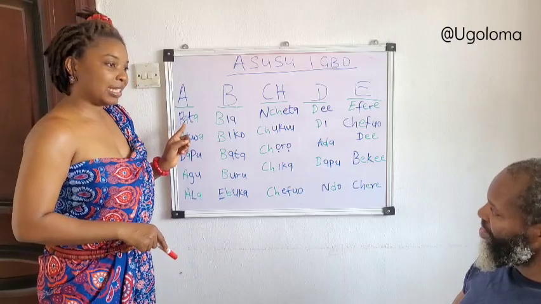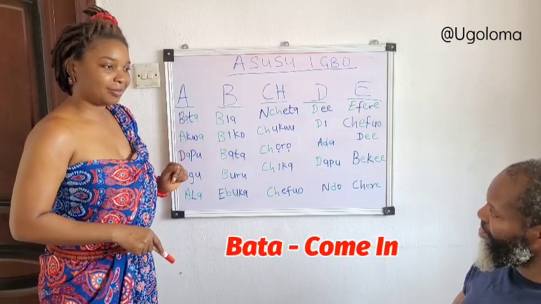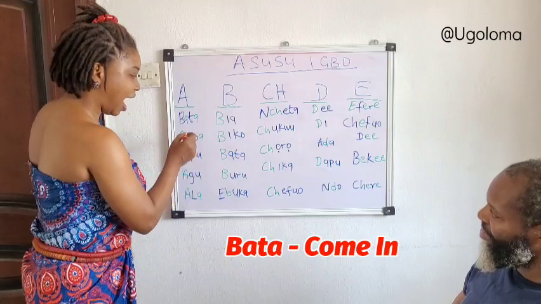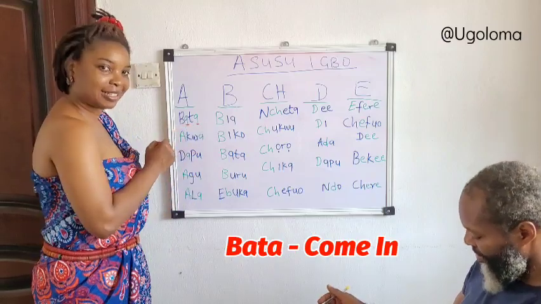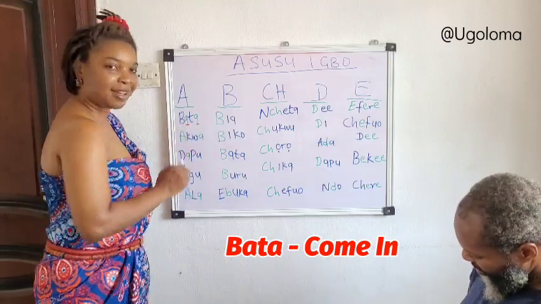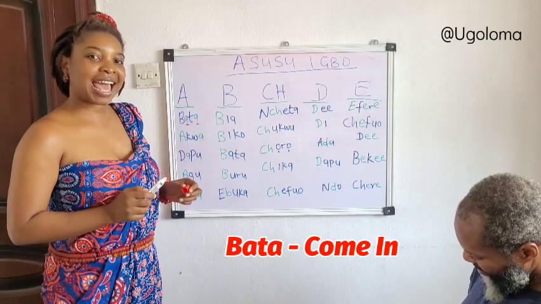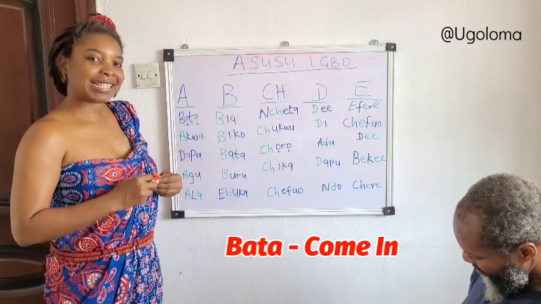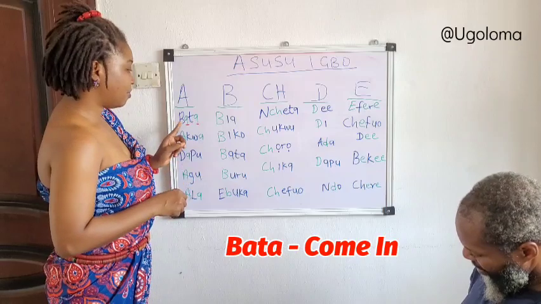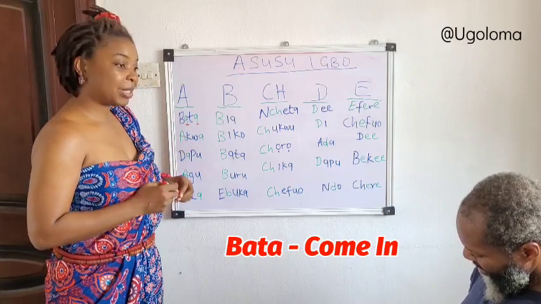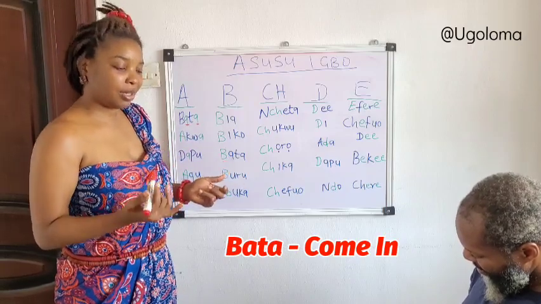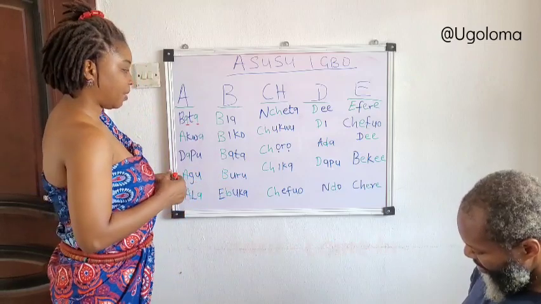The first word is bata. Bata. You see? A, right? So it's bata. You have to say it. Bata means come in. Okay? Come in. Bata.